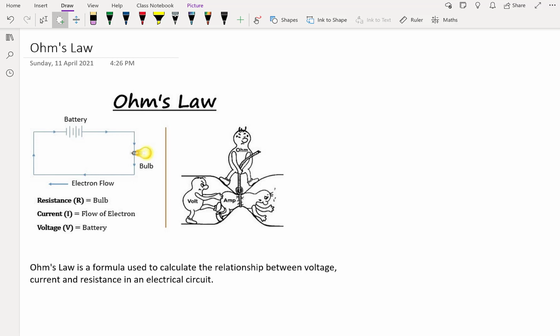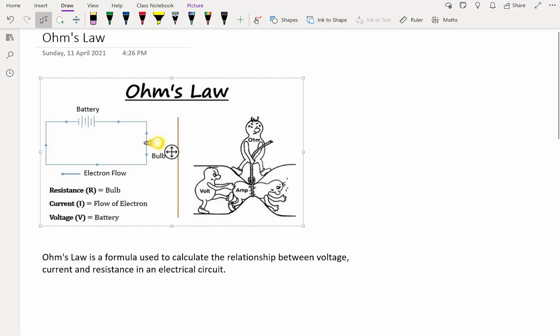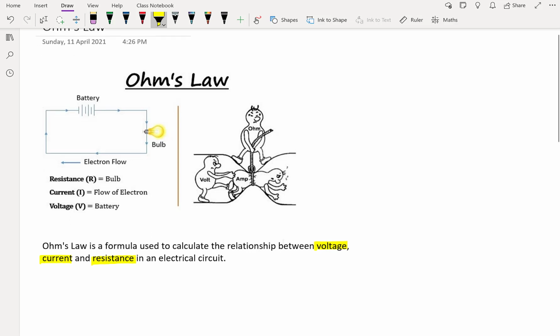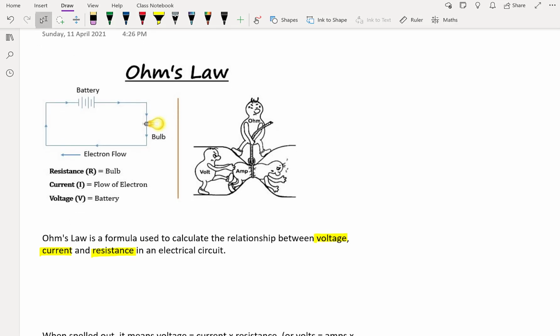Okay, today we are going to learn Ohm's law. Ohm's law is a formula used to calculate the relationship between the voltage, the current and the resistance in an electric circuit. Normally it's applied to a single device.